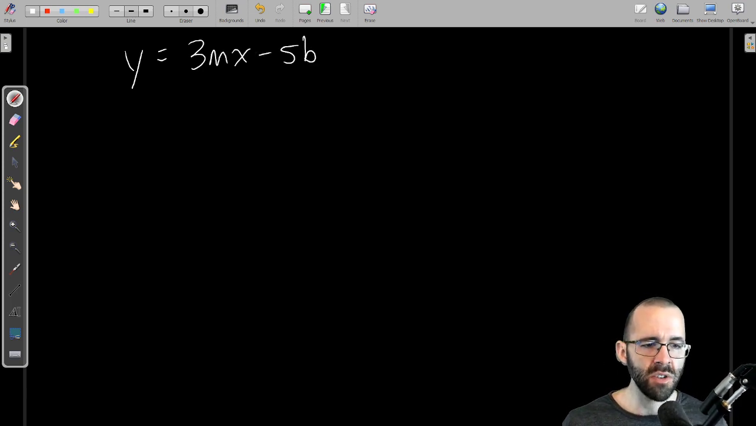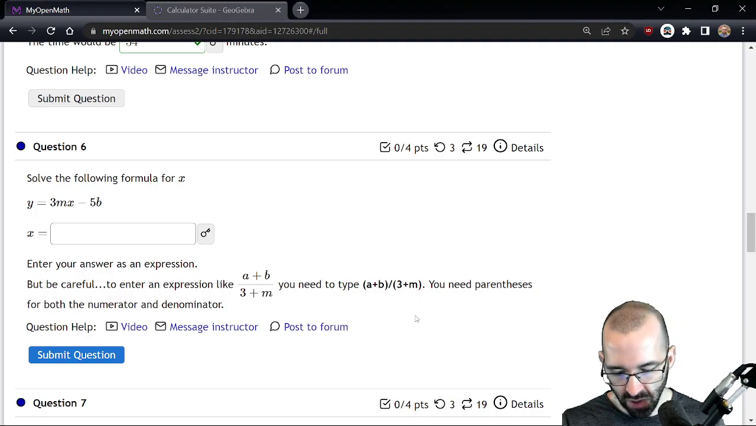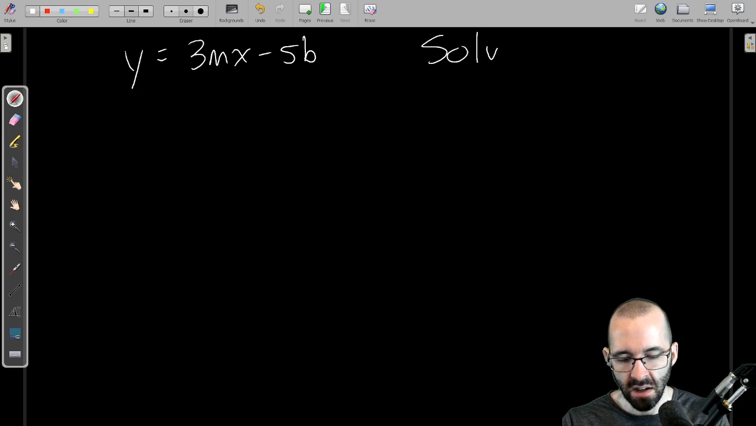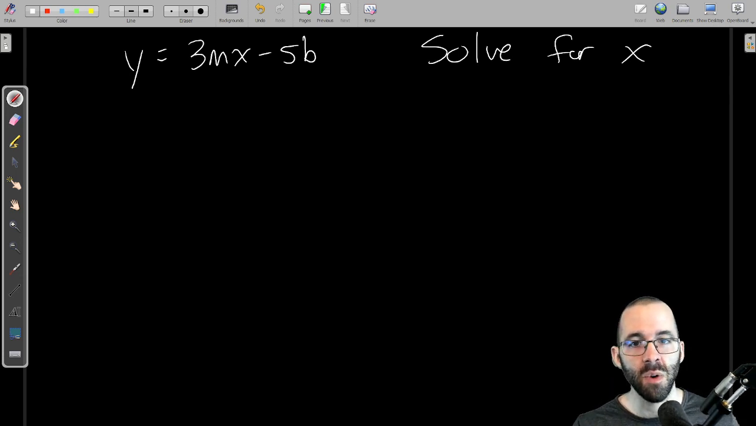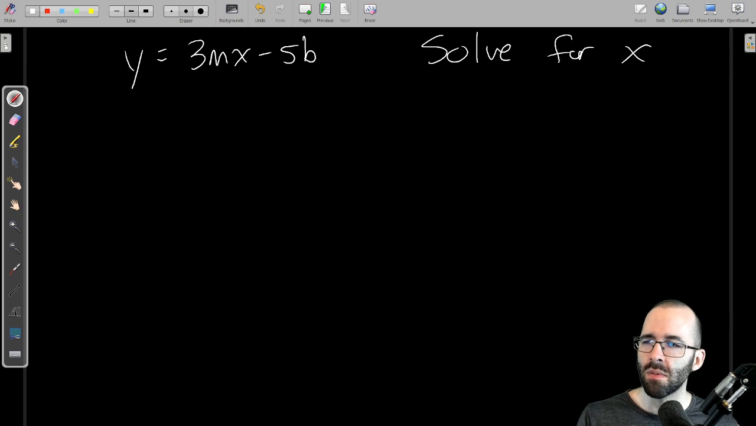This is kind of similar to slope-intercept form, but instead of just mx plus b, it's 3 times the slope, and the y-intercept is negative and getting multiplied by 5. And we're solving it for x. So don't get intimidated. It's the exact same steps as before. Letters are harder, but it's the same thing. Just weird, harder to see, I think.